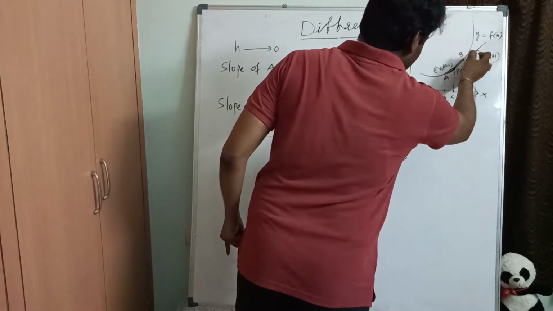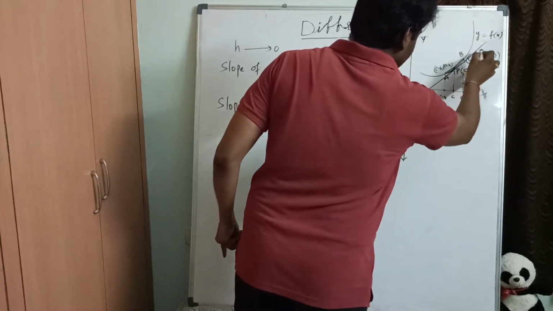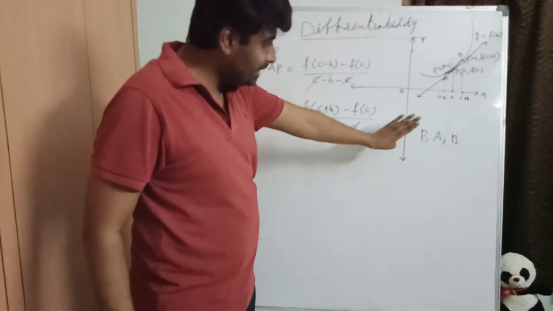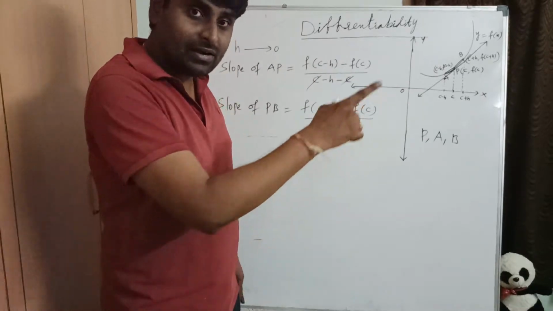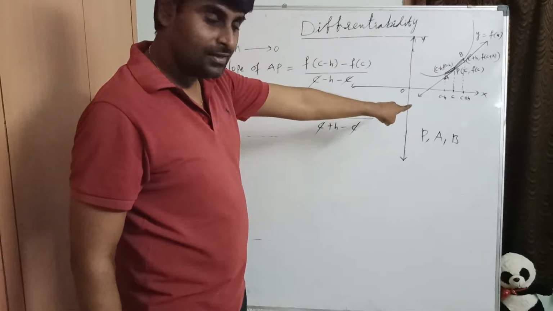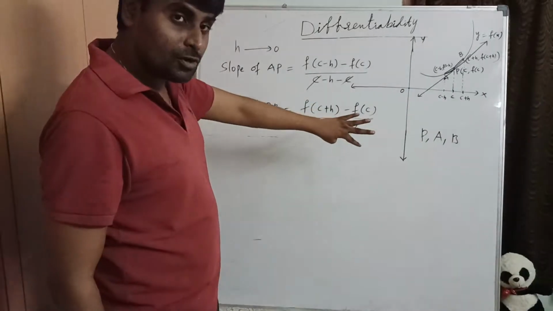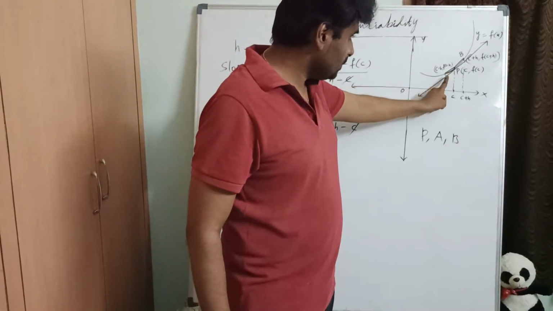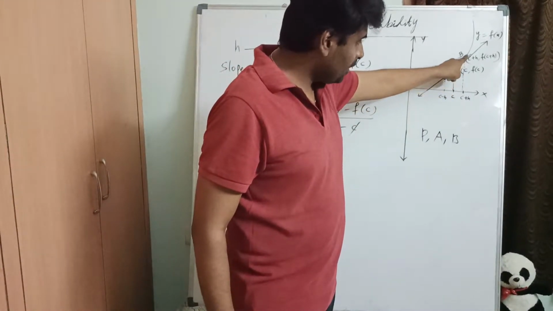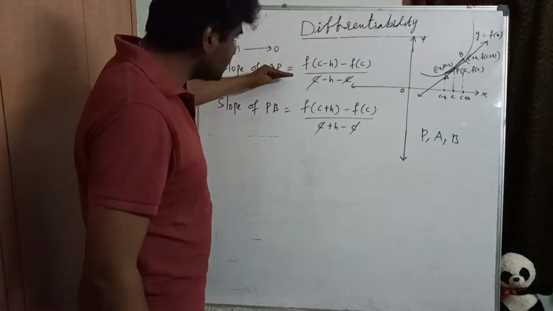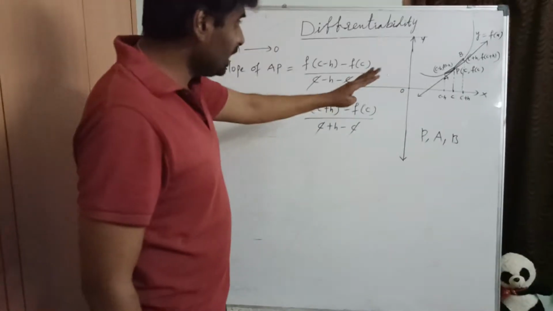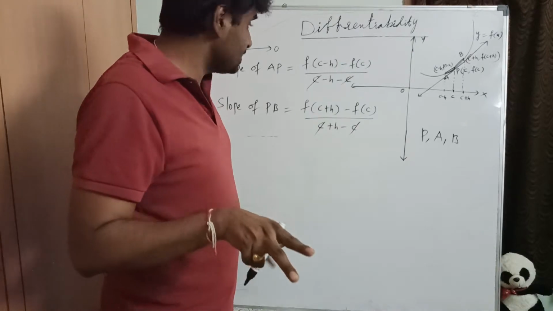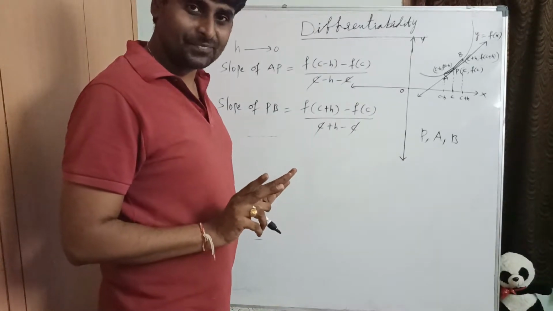So if you draw one tangent, then drawing of the tangent is possible. Whenever P, A, B coincide, we will be able to draw one tangent through P. Correct or not? So when the limit tends to 0, point A and point B coincide with P, the slopes will be equal, because now AP and PB will not be two different line segments; both will be the same. That is the meaning.